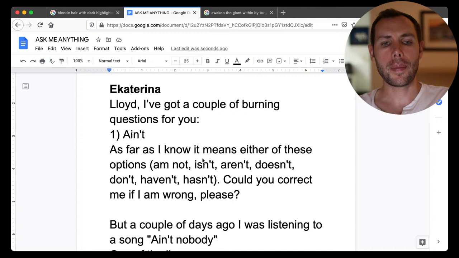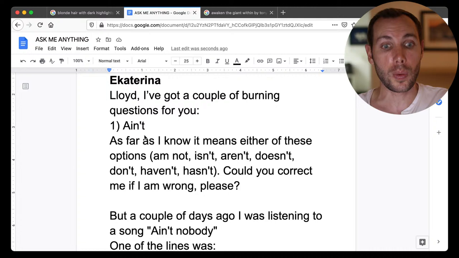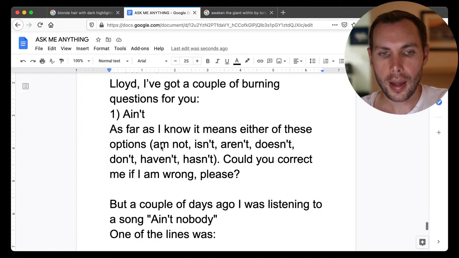But when can you use it? Because it's a very flexible word. Even though I don't use it myself, it is pretty flexible. So Kate is asking, can you use it for all of these? I'm going to have to think about this. We're going to have to go through it one by one. So, am not is the first one.